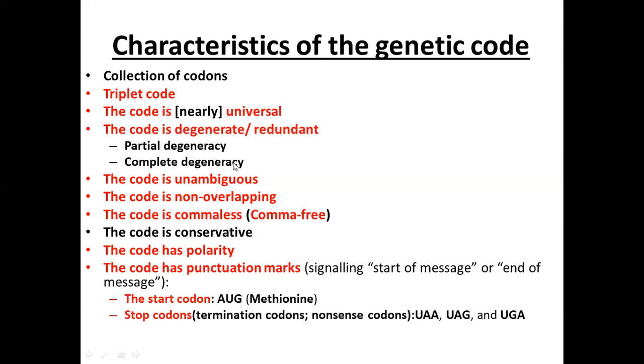So when you look at the start codon AUG, it is bifunctional. It has two functions. One, it signals the start of translation. And then it also codes for methionine. So two functions: signals the start of translation and also codes for methionine. So these are very important. You need to know the start codon and the stop codon.